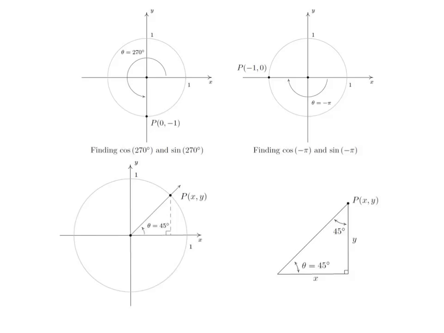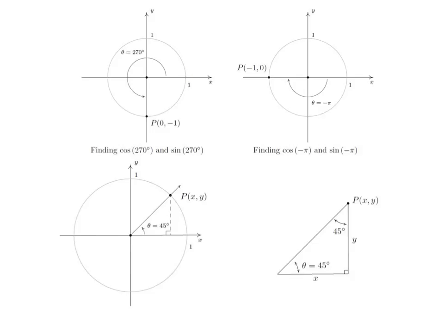Now these angles, 270, 180, 90, 360, are called quadrantal angles, and they're pretty easy to spot and find the sine and cosine because they line up nicely on the intercepts.